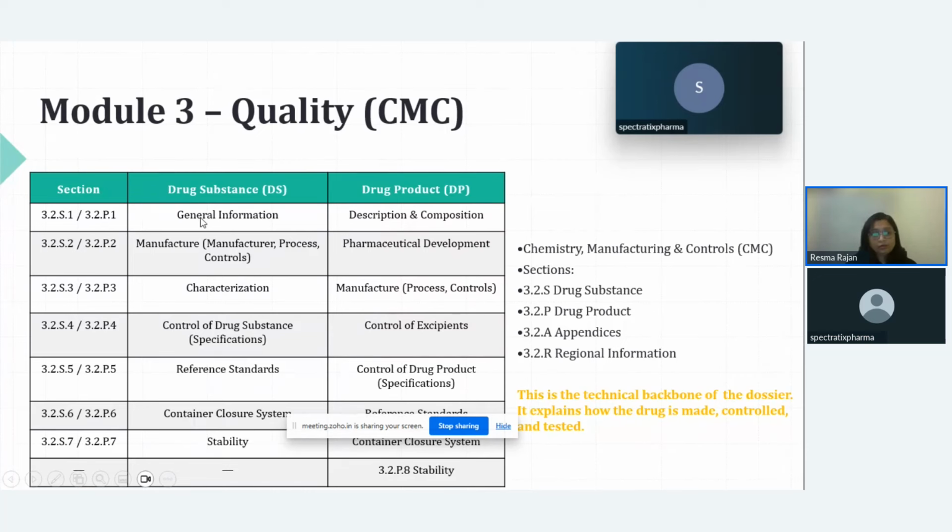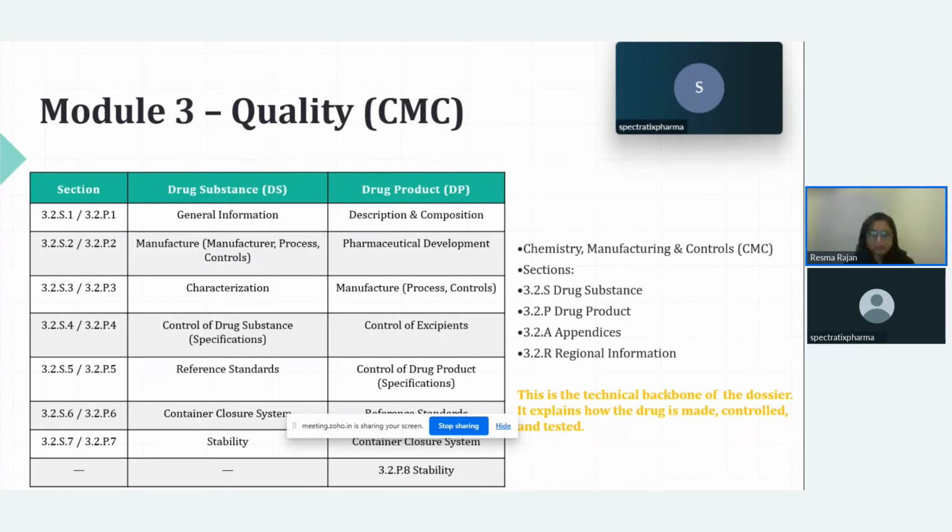Okay, this is all about drug substance. Same way, when it comes to drug product, there is one section extra. Here also same, description and composition. In this description and composition, you will give the information of your drug substance. This drug substance you have used, along with the drug substance, what are the excipients? In a formulation, other than the API or the drug substance, what are the other components?